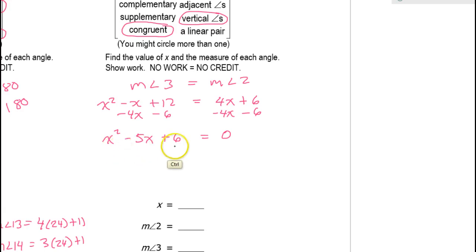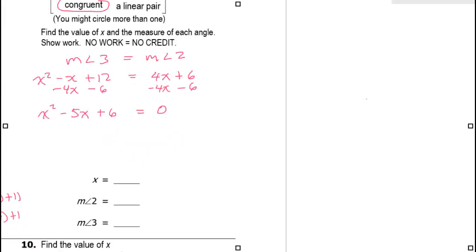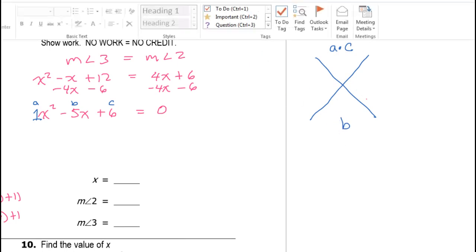Okay? All right, now we need to factor this. I'm going to factor this by grouping. And for grouping, you need to pay attention to your A, B, C's. So A is 1, and B is negative 5, and C is 6. When you do factoring by grouping, I think it helps to make a little X box over here. And up here, I'm going to do A times C. And down here, I'm going to have my B value. And then I'll show you what to do with that.